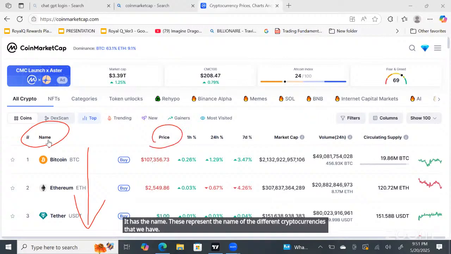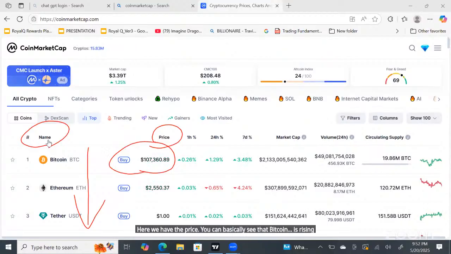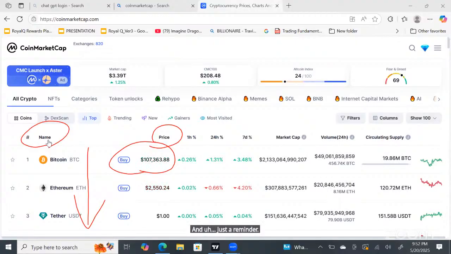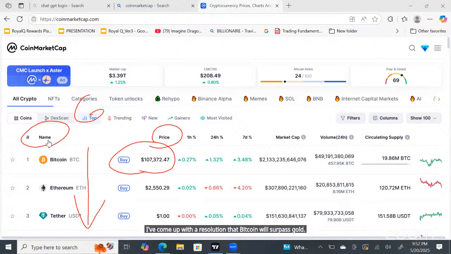Here we have the price. You can basically see that Bitcoin is rising. And just a reminder, the analysts of JP Morgan, one of the biggest banks in the whole world, have come up with a resolution that Bitcoin will surpass gold in the last half of the year.